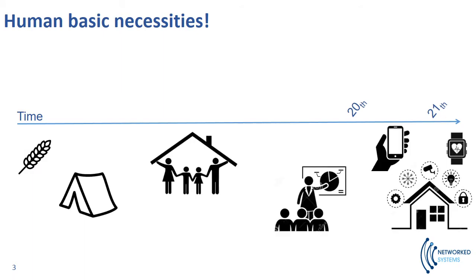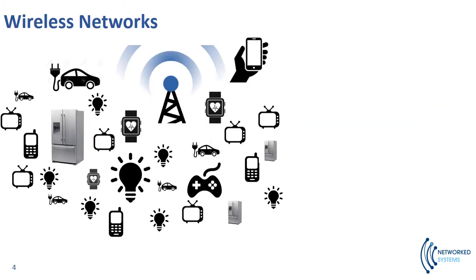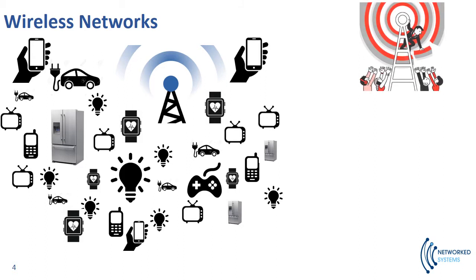Human basic necessities are changing rapidly. A century ago, food, shelter, clothing, then family safety and education. But today, neither of us can survive without our smart watches and smartphones. That's why today there are thousands of devices connected to wireless networks and the internet. It means that they have to share the spectrum fairly and efficiently.